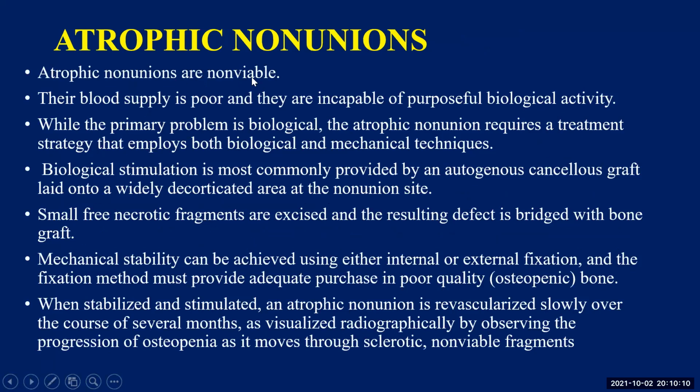Atrophic non-union, there is a non-viable non-union. Blood supply is poor. The primary problem is biological. Atrophic non-union requires a treatment strategy that addresses both biology as well as mechanics. Biological stimulation is by autogenous cancellous bone graft laid on a widely decorticated area of the non-union site.